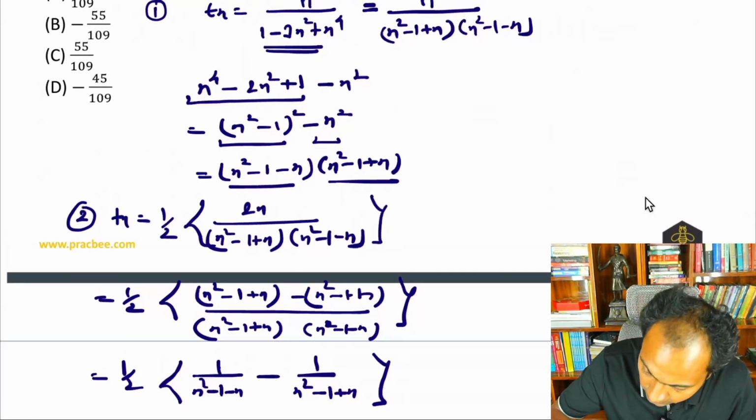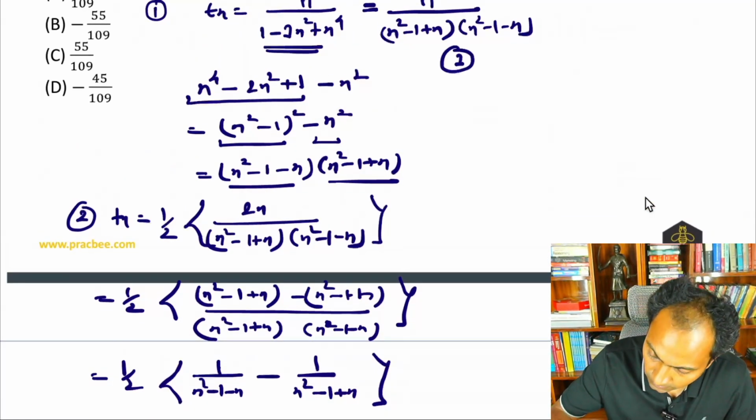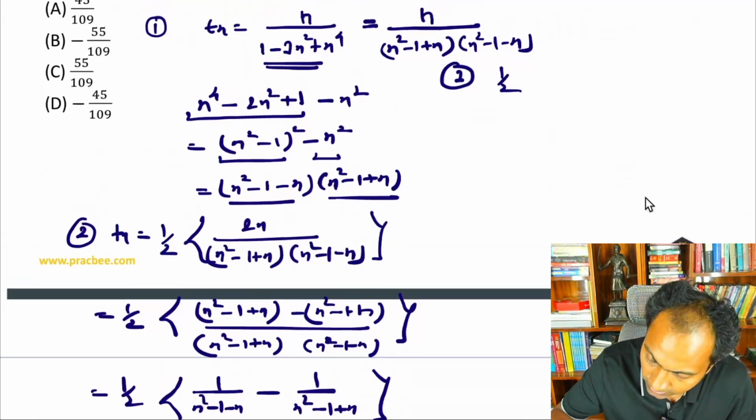Now in the third part, we are going to rewrite the series. So you have got nothing but 1 by 2. I need to go till 10 terms.